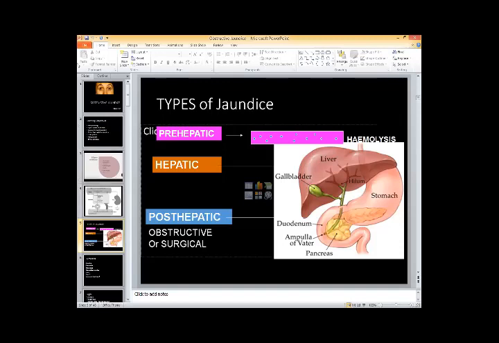So we clinically divide jaundice into three types. One is prehepatic jaundice, the other one is hepatic jaundice, and the third one is post-hepatic or obstructive or surgical jaundice. If the problem is because of prehepatic metabolism, it is called prehepatic jaundice. If the problem is because of hepatic metabolism of bilirubin, it is called hepatic jaundice. If the problem is because of a post-hepatic or obstructive cause, then it is called obstructive jaundice. So these three are the types of jaundice: prehepatic, hepatic, and post-hepatic.